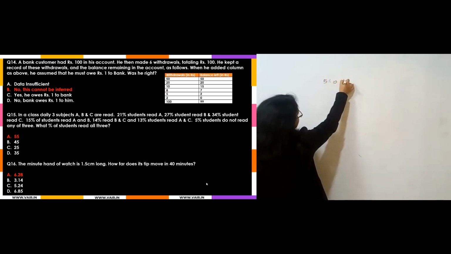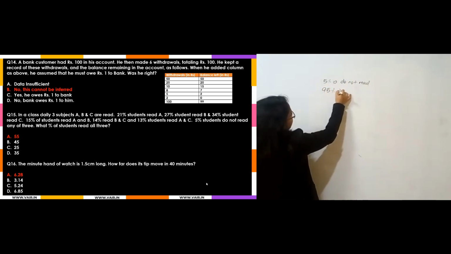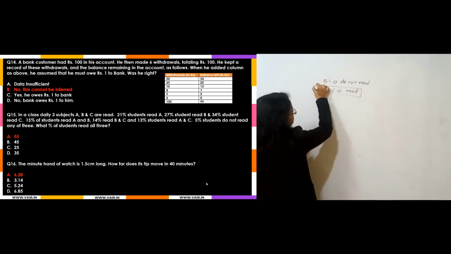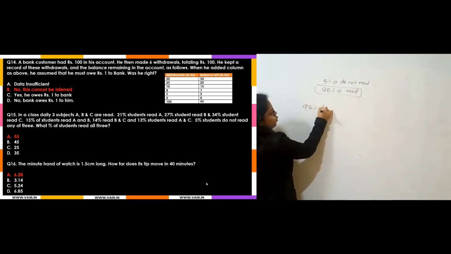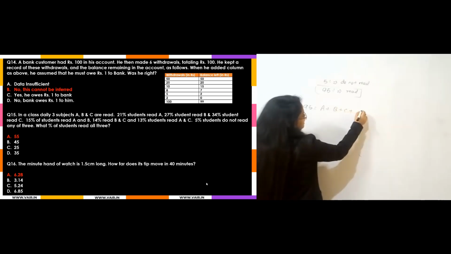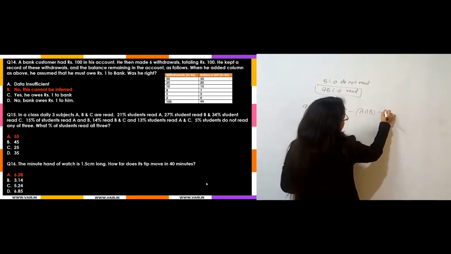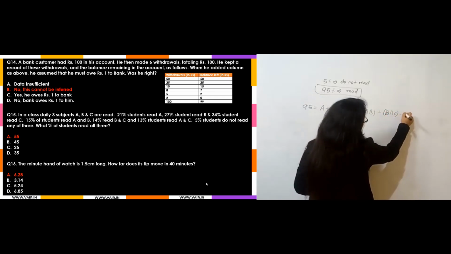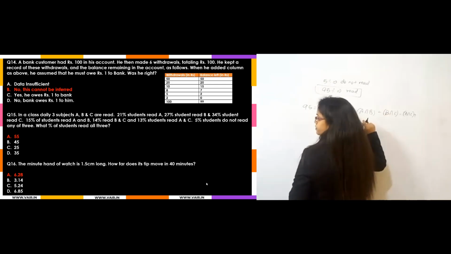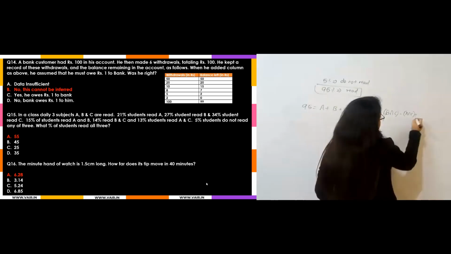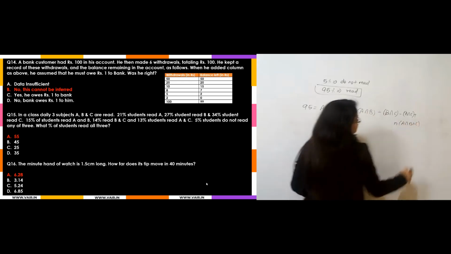5% do not read anything, right? That means at least 95% read. 95% of people read the subjects, at least any one. So you can say that this 95 is equal to A plus B plus C, minus A and B, minus B and C, minus A and C, plus the persons who read all of them, which we have to find out.